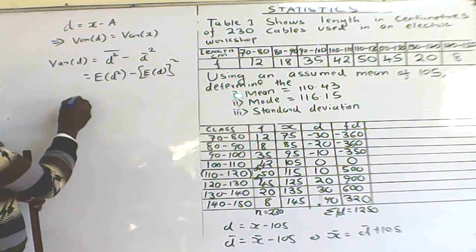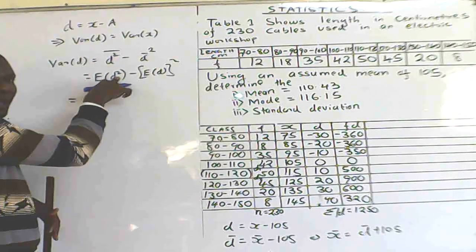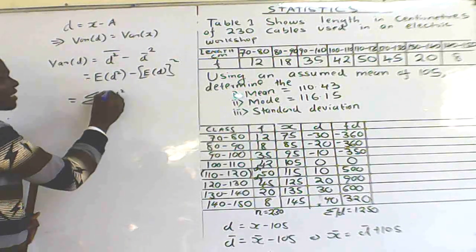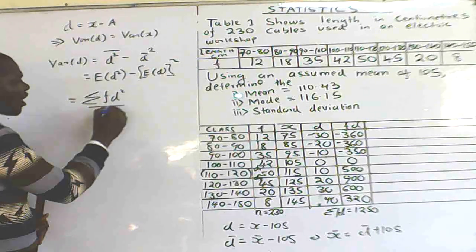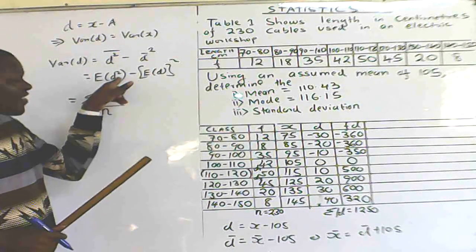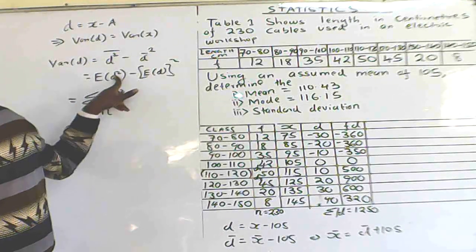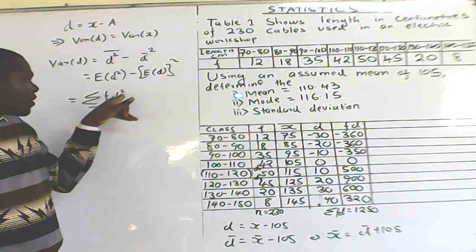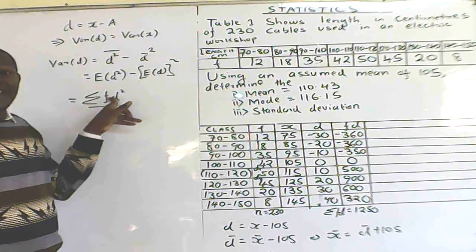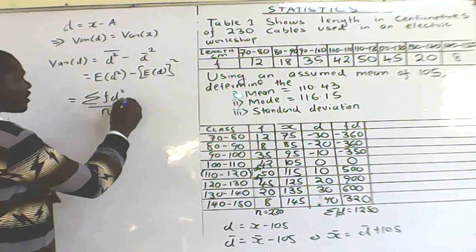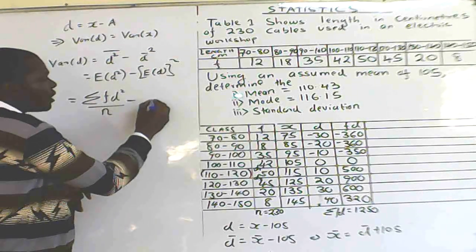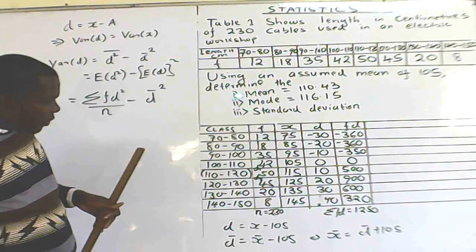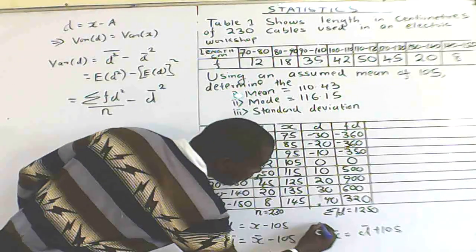So what do we get here when we expand? The expected value of d squared is the mean of d squared, isn't it? And the mean of d squared means you are summing up all the d squares, multiplied by the number of times they appear, over their total number. Then it is minus the expected value, which is the mean of d, and that mean of d has been squared, isn't it?